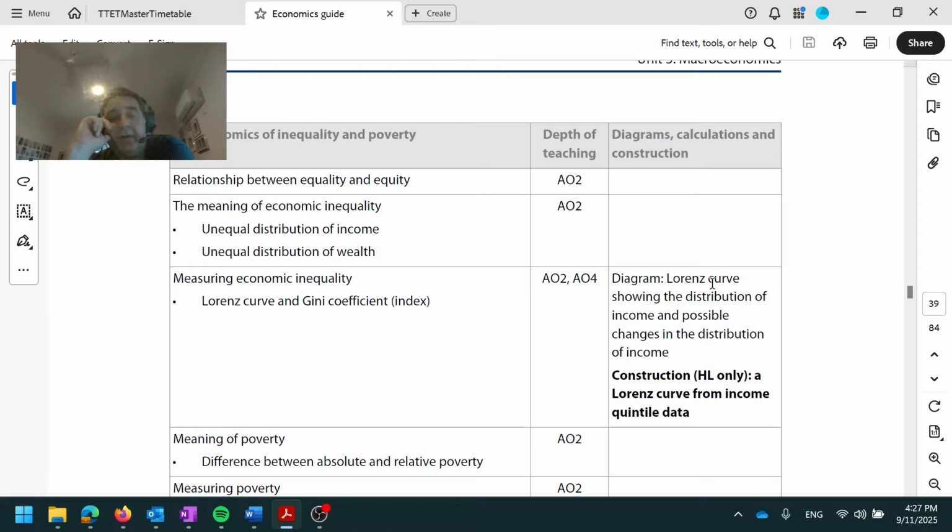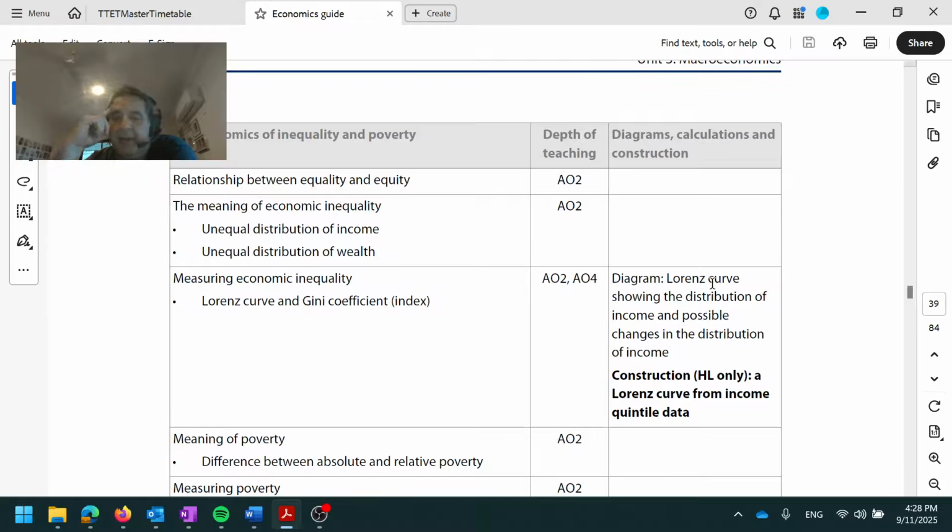Measuring economic inequality, so don't forget the Gini coefficient, and how you would display how the Gini coefficient is calculated using the Lorenz curve, and obviously be able to sketch the Lorenz curve. I think you had that on your paper the other day. And just show the distribution of income and possible changes in distribution of income if something changes. So later on, when you're looking at progressive taxes and welfare payments, they can help alleviate an unequal distribution of income, and that pushes your Lorenz curve closer to the 45-degree line.